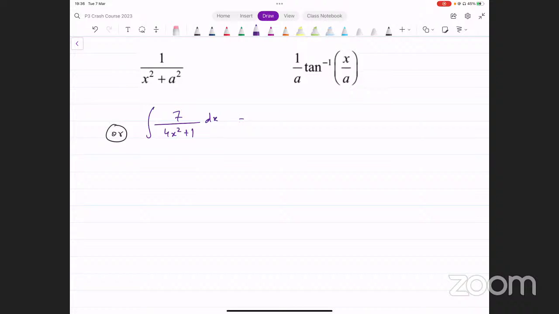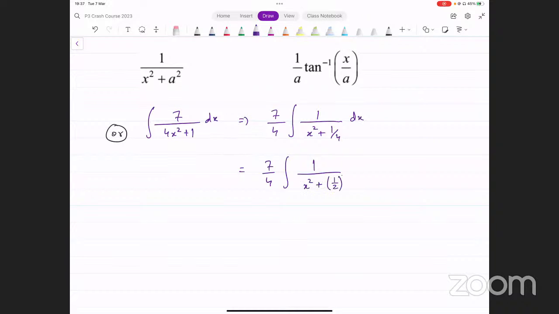So for that, you would need to take 4 common outside from the denominator. You can write 7 outside from the numerator. Inside, you're left with 1 plus x squared plus 1 over 4. All right. And now, the coefficient of x squared in the denominator is 1. You need to write down the second term in a square form. How would you do that? It becomes 7 over 4 into the integral of 1 over x squared plus 1 over 2 whole squared. So you have this in squared form now.